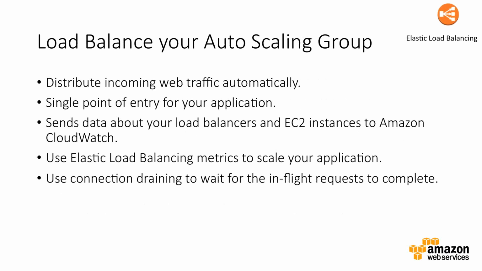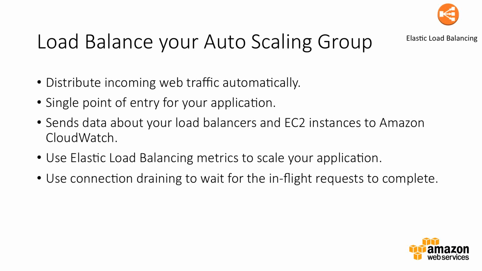The next bit that is important here is load balancing your autoscaling group. So you want to distribute incoming web traffic automatically. This is important because as you have more and more servers, you want to have a single point of entry for your application. You don't want to have users come in and then have to choose which web server they go to. So Elastic Load Balancing handles that for you very well, and it plays well with autoscaling as well. You can define an elastic load balancer within your autoscaling policies.